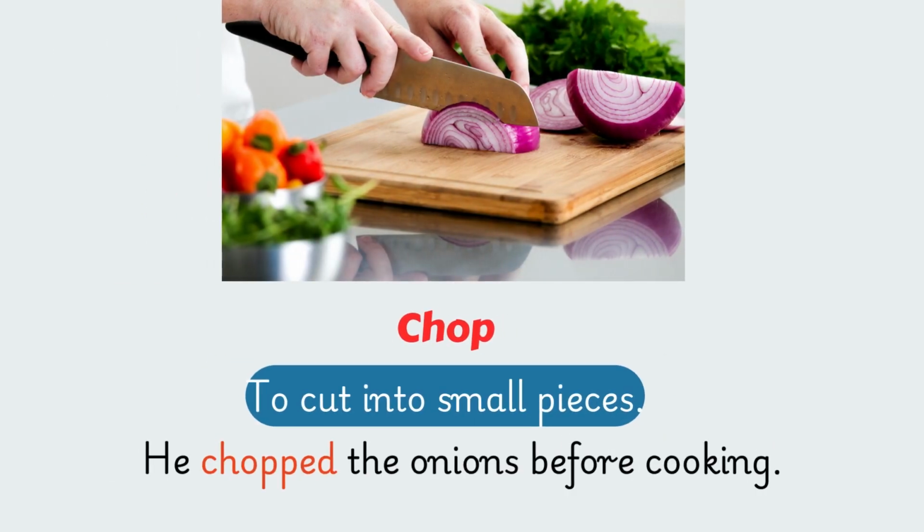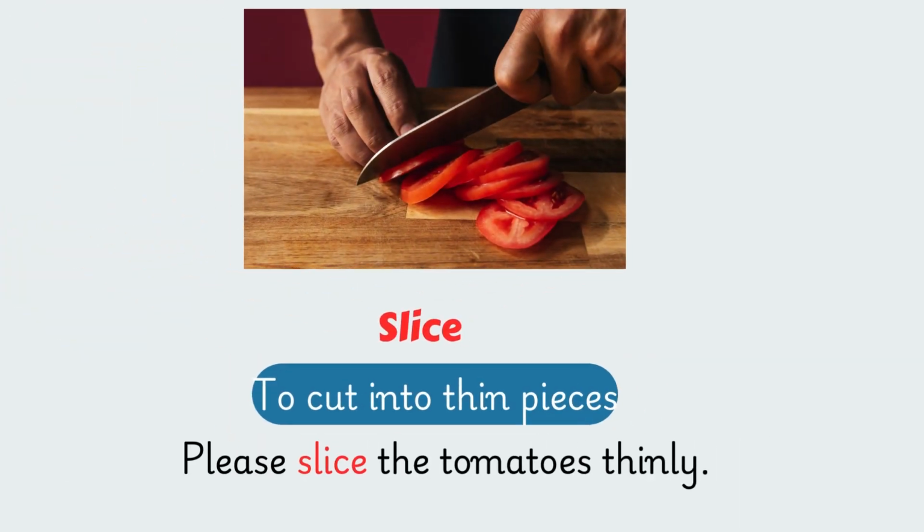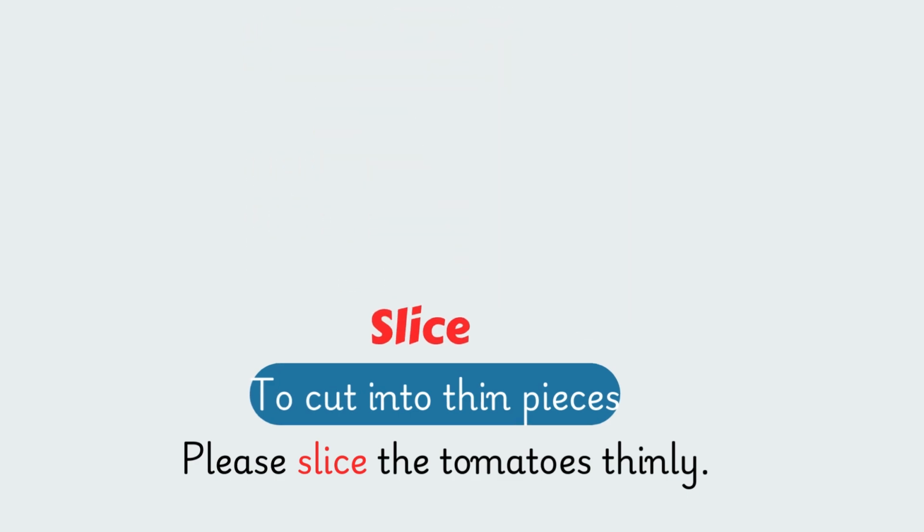Chop, meaning to cut into small pieces. For example, he chopped the onions before cooking. Slice, meaning to cut into thin pieces. For example, please slice the tomatoes thinly.